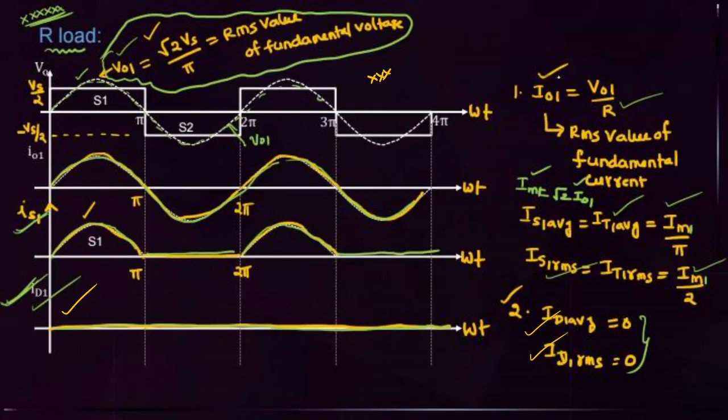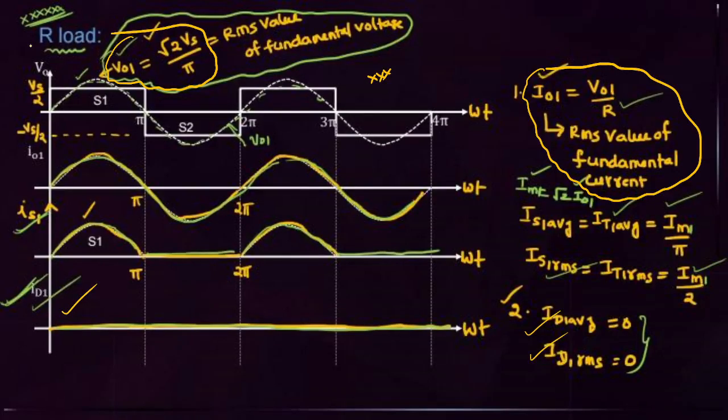For this resistive load, what is the RMS value of the fundamental component? I01 equals V01 by R. What is V01? It is the RMS value of fundamental voltage. Later on we will do the proof also. This is for half bridge inverter. RMS value of fundamental voltage equals root 2 Vs by pi. Once you know V01, like this you have to calculate I01.